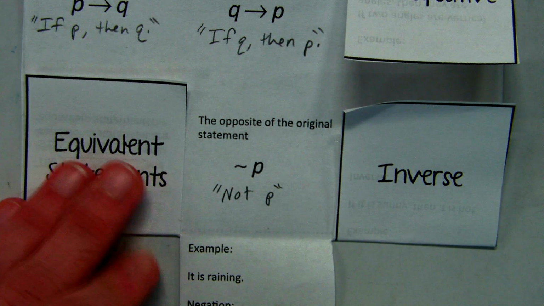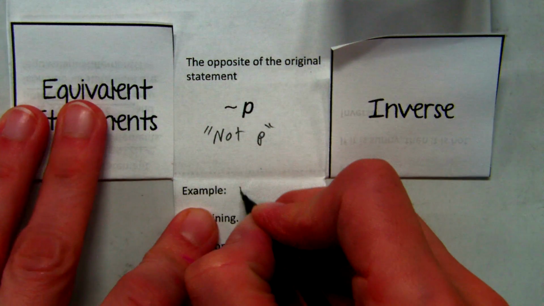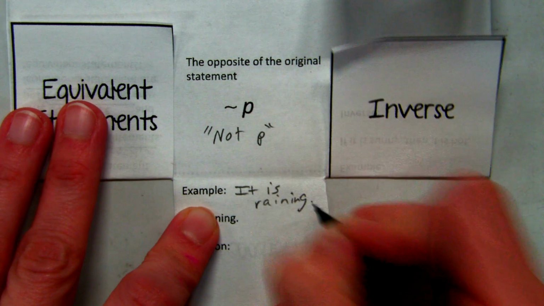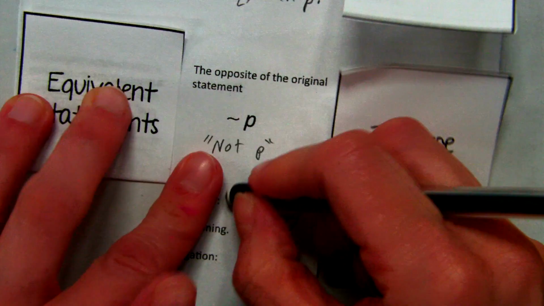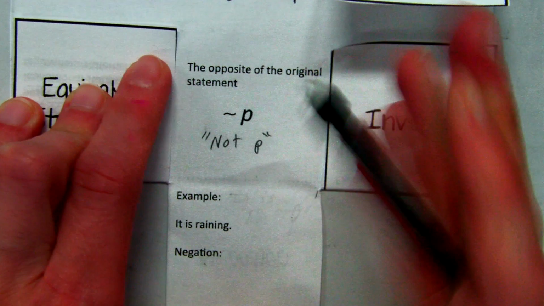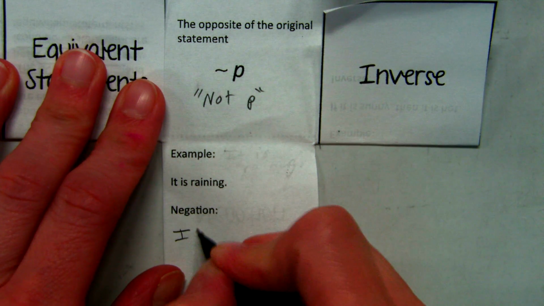Okay? So an example, oh, I thought this was filled in. It's short though. We could say, it is raining. The opposite, oh, it's down here. I see it now. On my original, it was side by side. Okay, so there's the example. It is raining. So the negation would be, it is not raining.